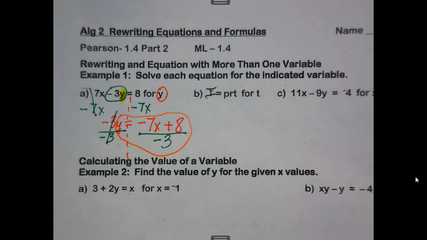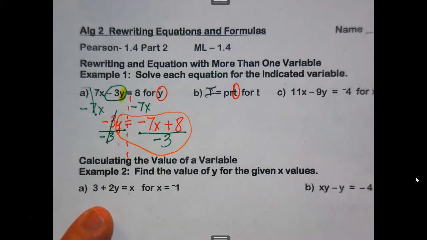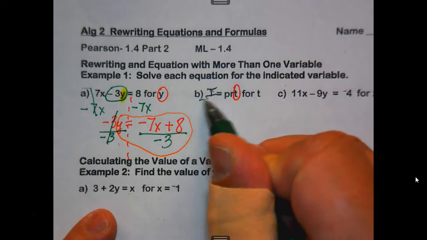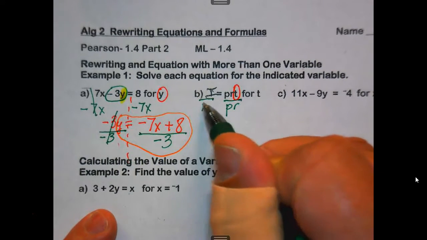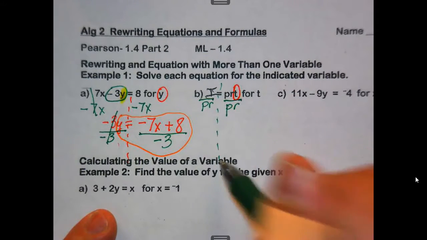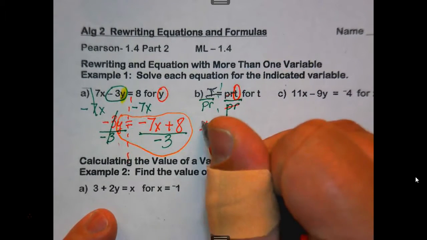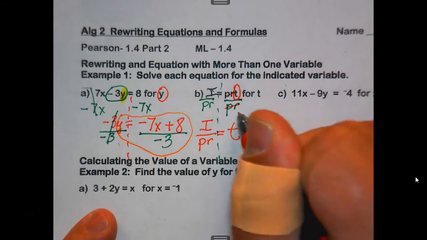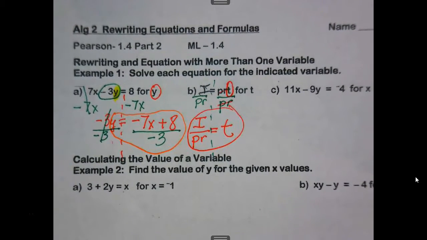All right, B, solve for t. Here's my t. This one's really easy because it's all multiplication, right? P times R times T. So just divide both sides by what you don't want. In this case, the P and the R. Okay, the P and the R cancel. And I get I over PR. And I get T by itself. Easy, right?